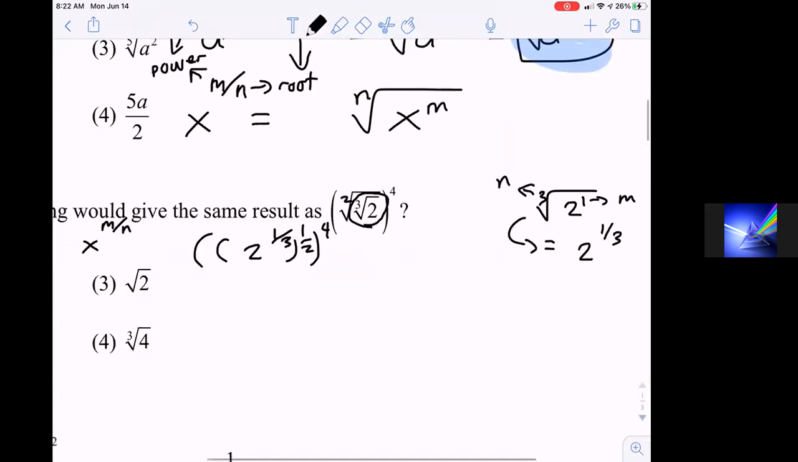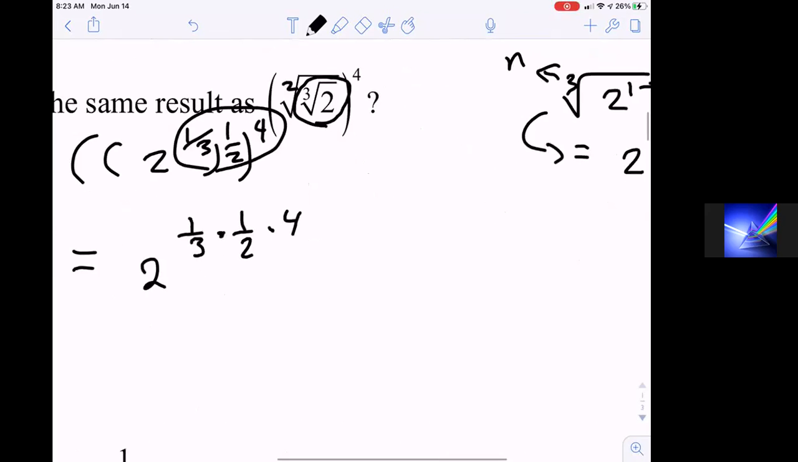And so now to just kind of clean this up, all we have to do is go 2, that's the base, to the 1/3 times 1/2 times 4. Since we're raising a power to a power to a power, we simply multiply our exponents. To multiply exponents is pretty easy. We just multiply straight across. And this is 2 to the 1 times 1 times 4, or 4, over 3 times 2 times 1, or 6.